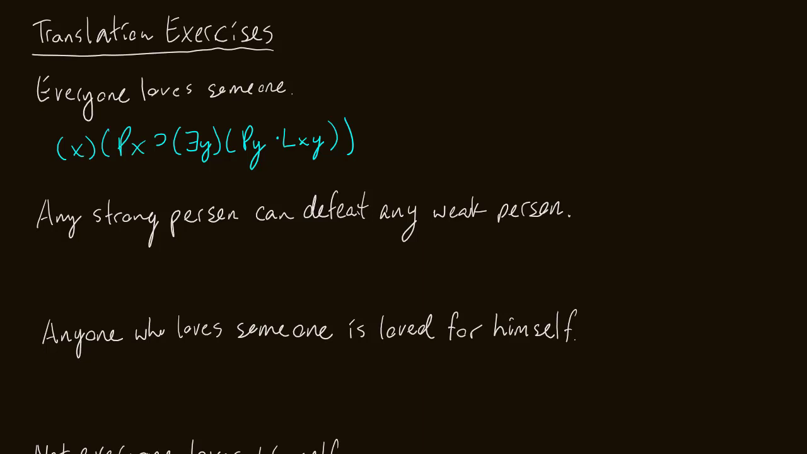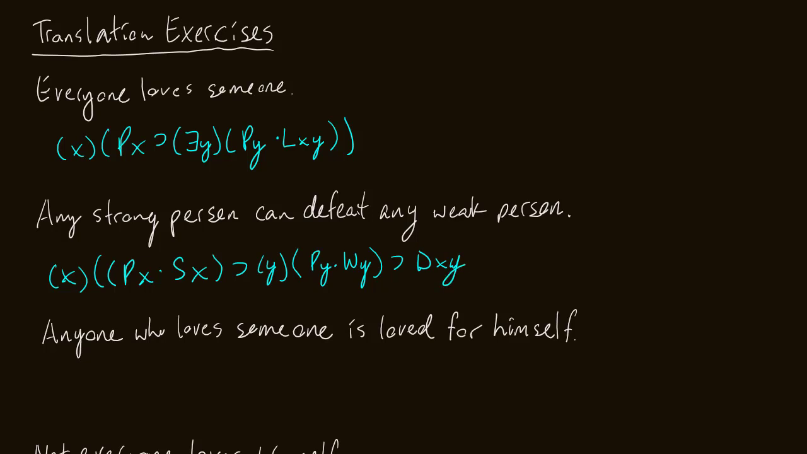So let's do that with our symbols. So for all x, if x is a person, and we'll say if x is strong, we'll put an S. So if x is a person and x is strong, then I want to say they can defeat any weak person, but now I have to define what a weak person is. So I'll say, then for all y, if y is a person and y is weak, then x can defeat y. So we'll put D(x, y).